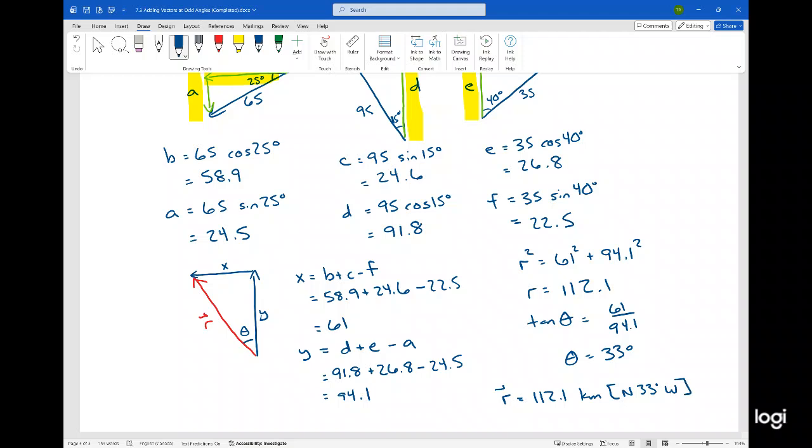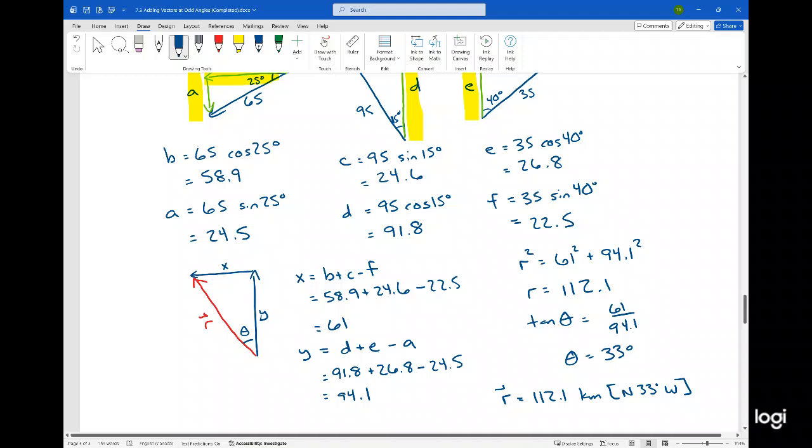Now, incidentally, if I'd been wrong about the arrows going west and I did the B plus C minus F for X, if I got a negative number, that's okay. It just means that my vector was actually going east, because I was assuming it was going west and got a negative. It can happen. It doesn't happen very often, but it can happen depending on how the diagram actually works out.